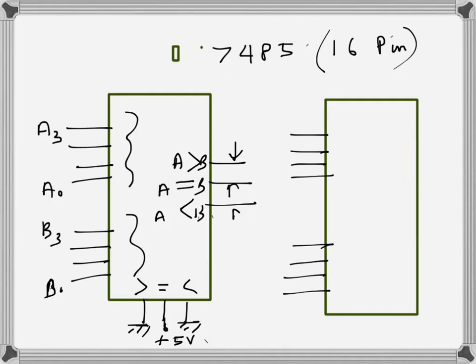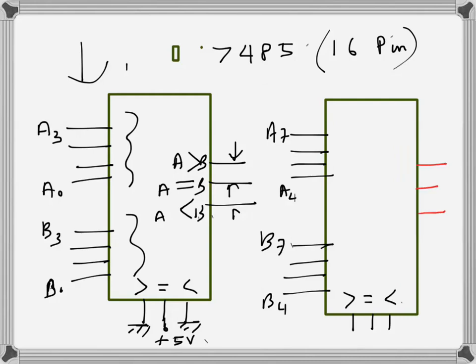Here we have the lower significant bits, and here we will connect the higher 4 ones. So A4 to A7 here, and B4 to B7 here. And here we have again 3 input pins, greater than, equals to, and less than. This is the final output, of course, whether A is greater than B, in this case the two 8-bit numbers. So this one will not be floating. To cascade these two, this is the lower one and this is the higher 4-bit one.